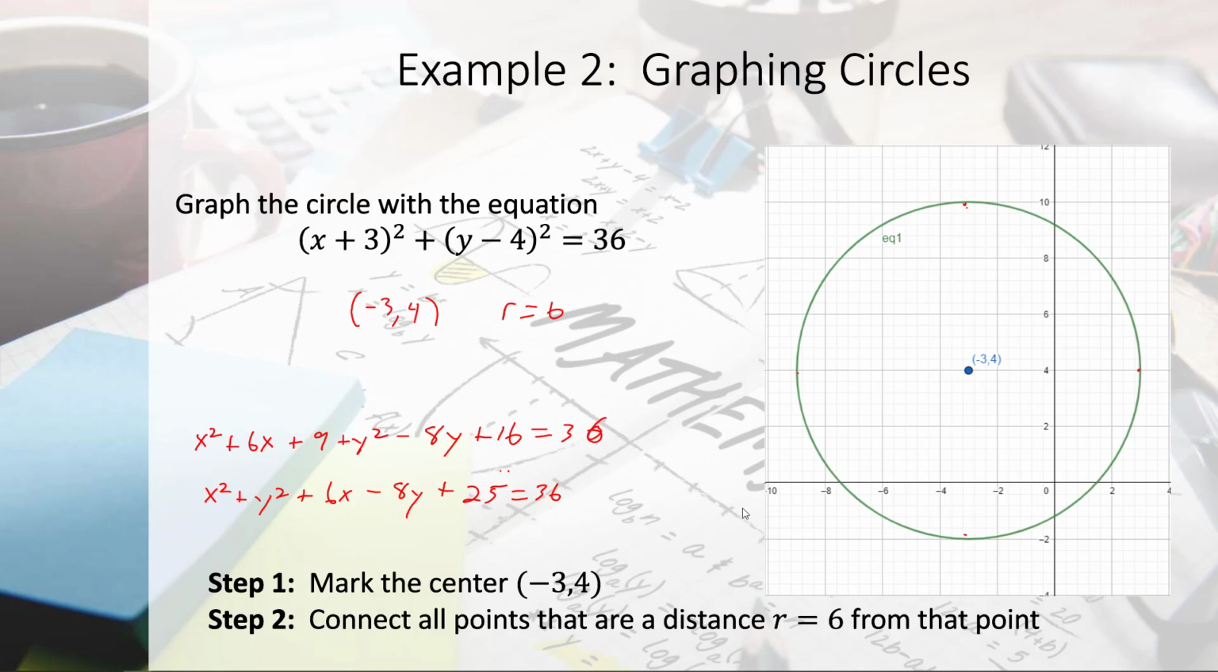Now, to get this in general form, I have to have a 0 over here, so I can subtract 36 from both sides, and if I do, I will have x squared plus y squared plus 6x minus 8y minus 11 is equal to 0. And this right here is the general form for this particular circle.